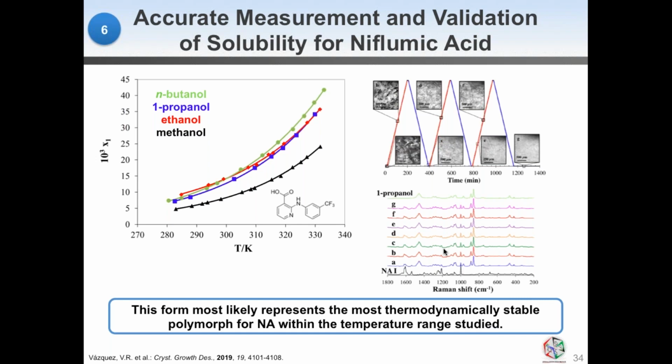Thus, we can conclude that under these conditions studied in this temperature range with these solvents, this solid form of niflumic acid is most likely the most thermodynamically stable polymorph.